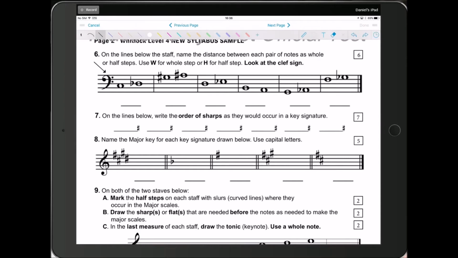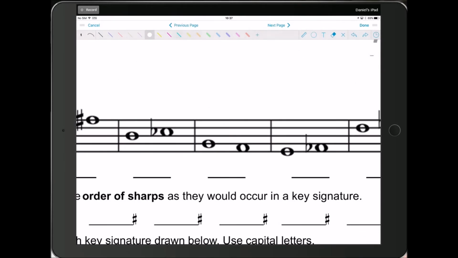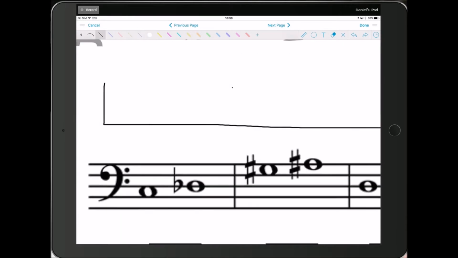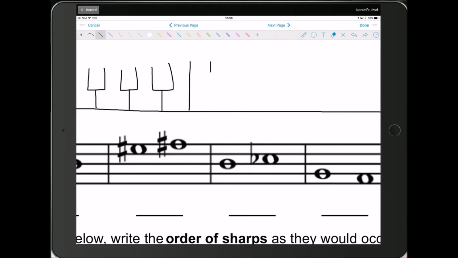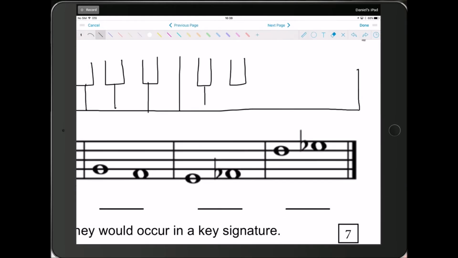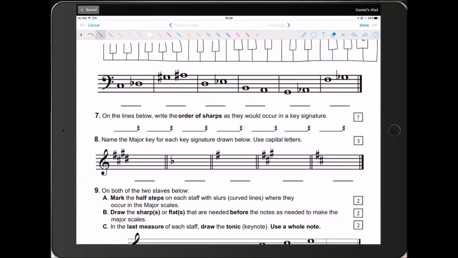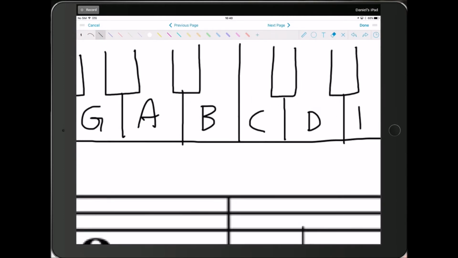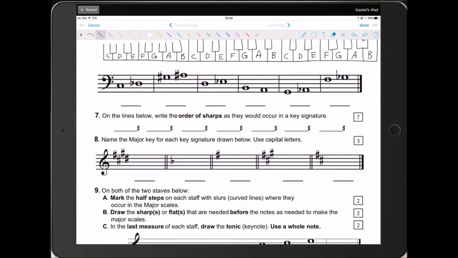Alright, what I'm going to do, since we've already read the question, I'm going to quickly draw a keyboard here, and then we're going to use that to help us. So, give me just 1 second. Alright, so now that I have the keyboard drawn, let's get to this.